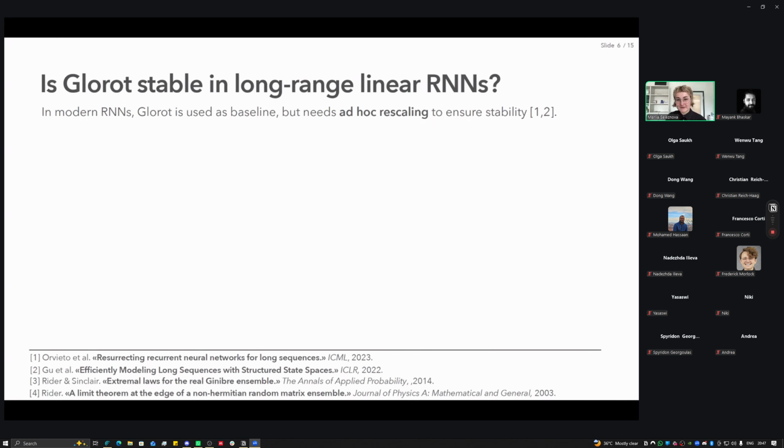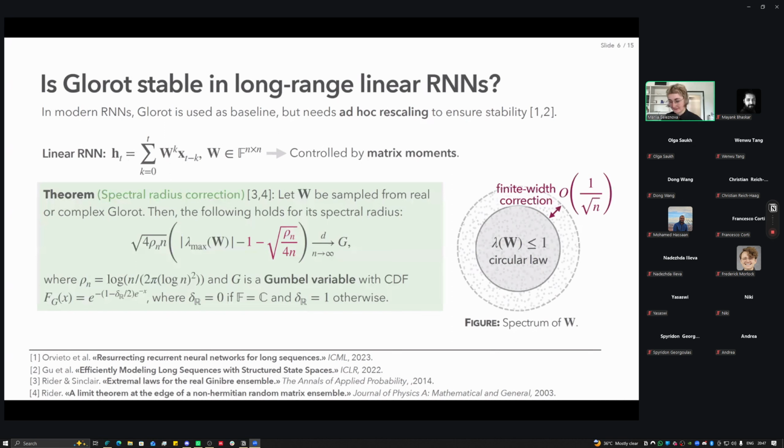And now I want to tell you that there is a nice, intuitive way to see why Glorot should explode, also theoretically. So remember our linear recurrent network with the hidden state h_t, and let's write it in its unrolled form, which depends on the moments of our weight matrix W. So we see that the whole signal propagation is controlled by matrix moments in linear models. To see how this hidden state behaves, we may look at the spectrum of the matrix W.